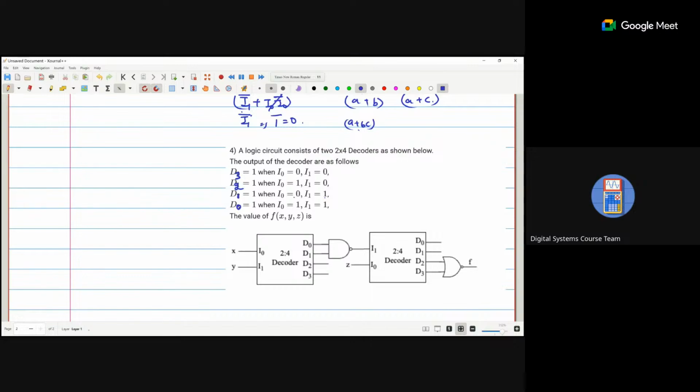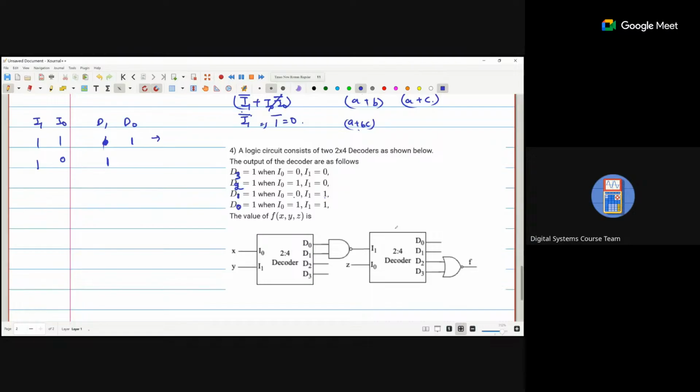Sir, answer is 1. Okay, let's check. So we know that only D0 and D1 are required. So we just consider D0 and D1, and I1 and I0. D0 is 1 when both are 1, 1, and D1 is 1 when I0 is 0 and I1 is 1.